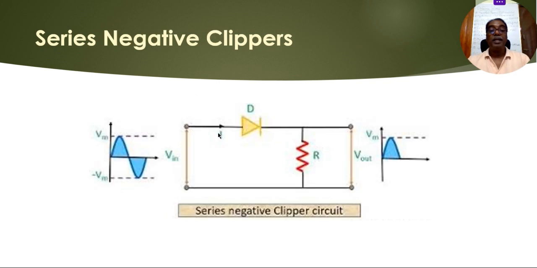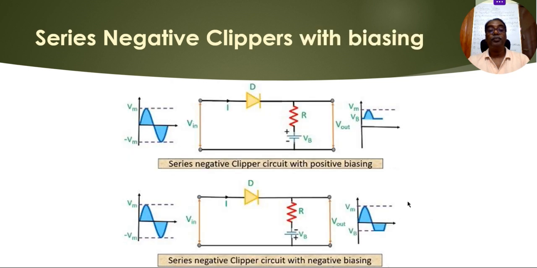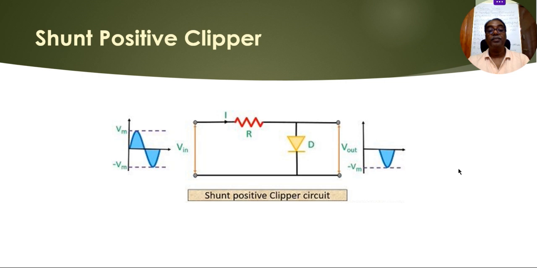This is a series negative clipper. Here also the same logic applies. So the negative portion of the input voltage will be clipped, so that we will be getting the output voltage only positive. So these are the two types, just as we have explained earlier.